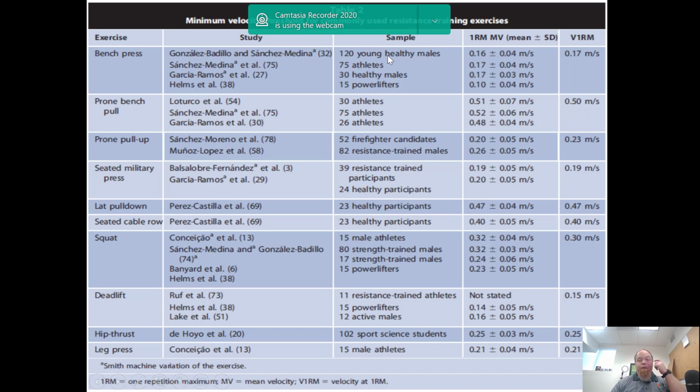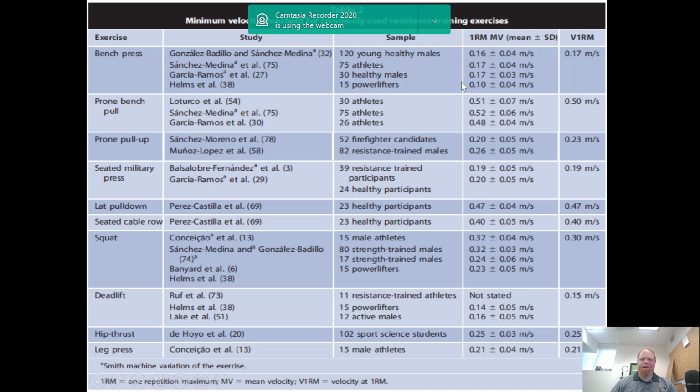You could see who the subjects were. What was the sample, and we could see what was their 1RM, and then whenever you average that out, what happens? What is the velocity of 1RM? What's the one that you should use? Well, what we can look at is, for instance, let's just look at the top one on bench press because it's got the widest variety of individuals. We can see that we had 120 young males, 75 athletes, healthy males, and 15 power lifters.